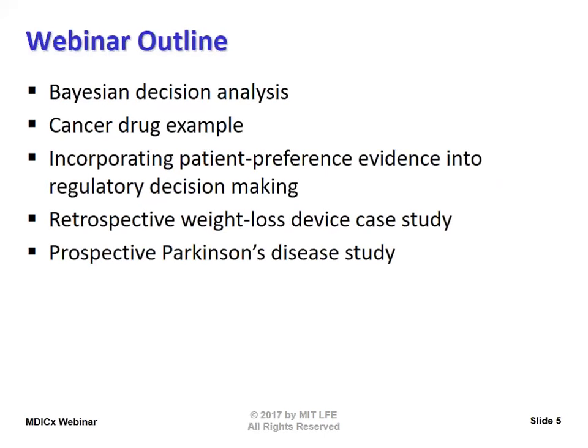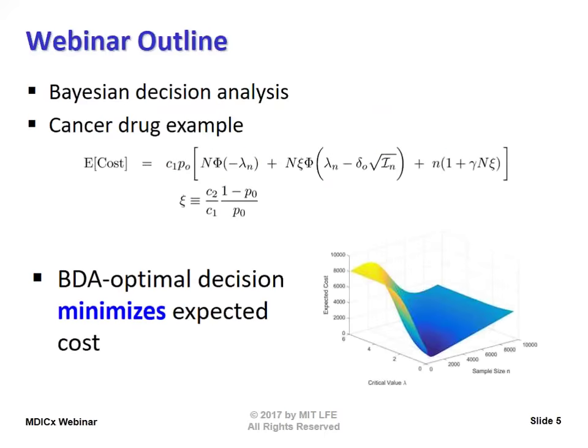In this webinar, we're going to describe to you our approach, which is a well-known technique called Bayesian decision analysis, and we'll provide a specific example using data from a number of cancer clinical trials, and then go into some of the applications on the devices side, and then ultimately conclude by talking a bit about what we might be doing prospectively with a Parkinson's disease study.